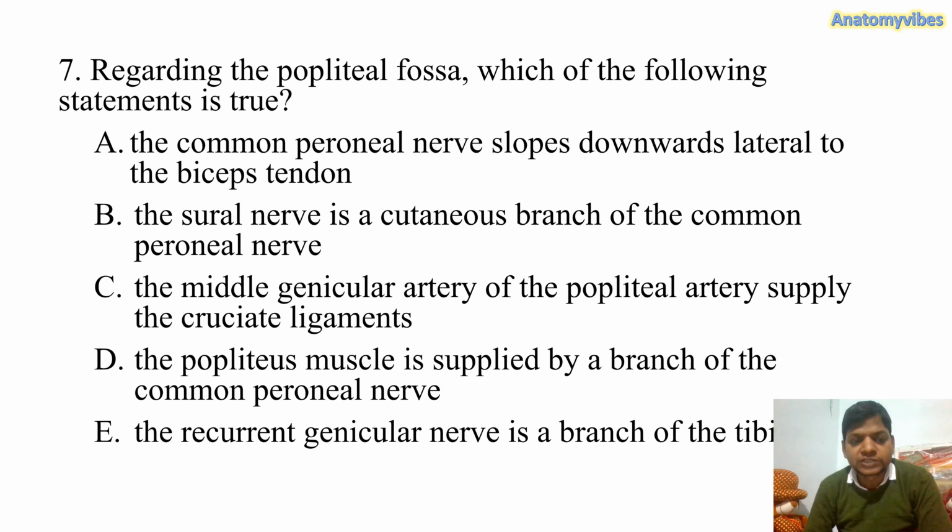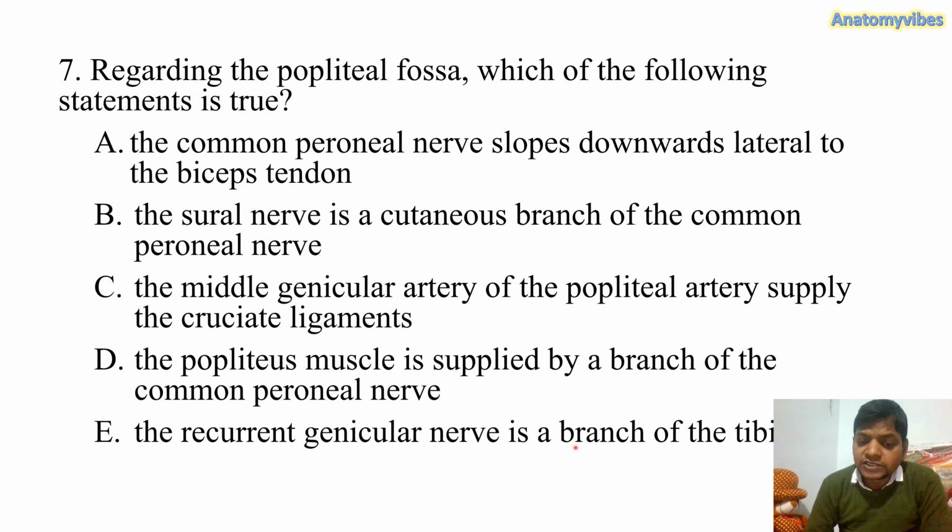Next. Now one more question. Regarding the popliteal fossa, which of the following statements is true? Common peroneal nerve slopes downward lateral to biceps tendon. The biceps tendon is the lateral limit of the popliteal fossa. The nerve will not go more lateral compared to the biceps tendon. So this is incorrect. Sural nerve is a cutaneous branch of the common peroneal nerve. As we have discussed, sural nerve is a branch of the tibial nerve, so this is again incorrect. Middle genicular artery supplies the cruciate. So this is correct as we have discussed earlier. So C is correct. Popliteus muscle is supplied by a branch of common peroneal, not a branch of tibial nerve.